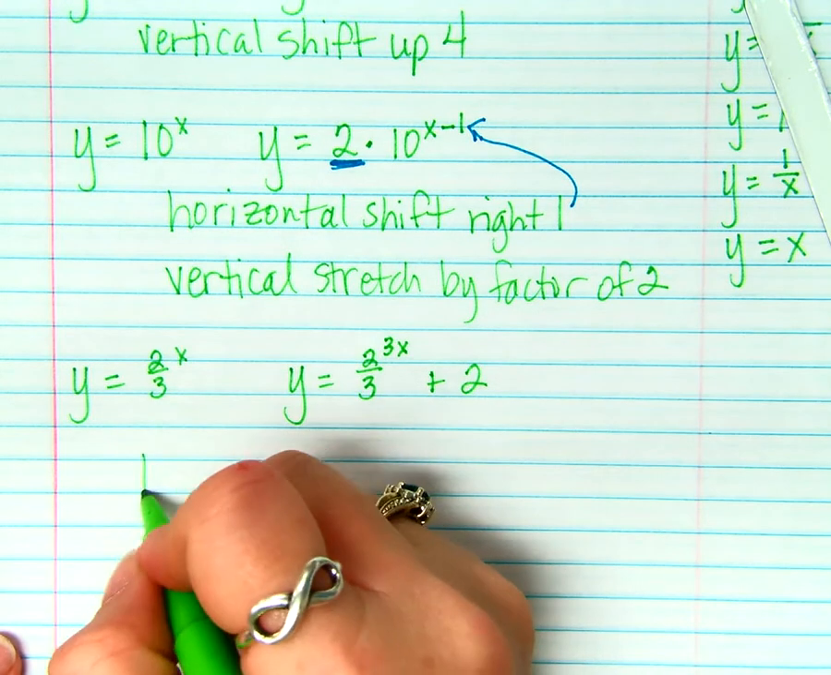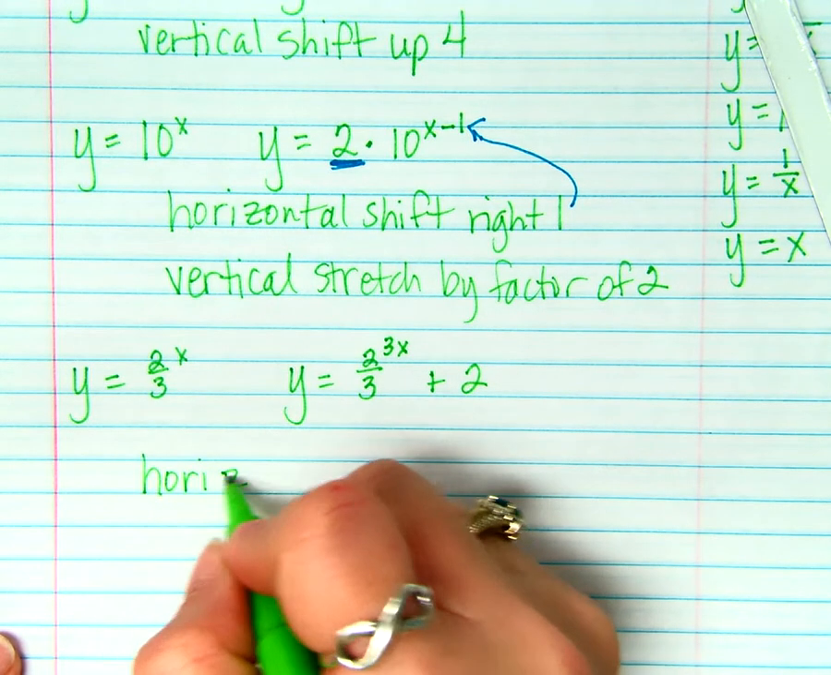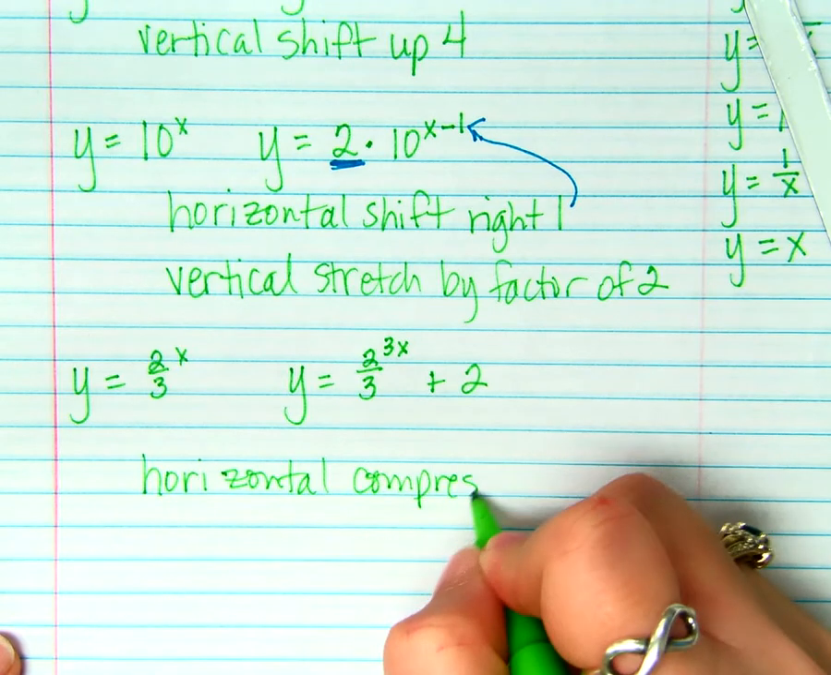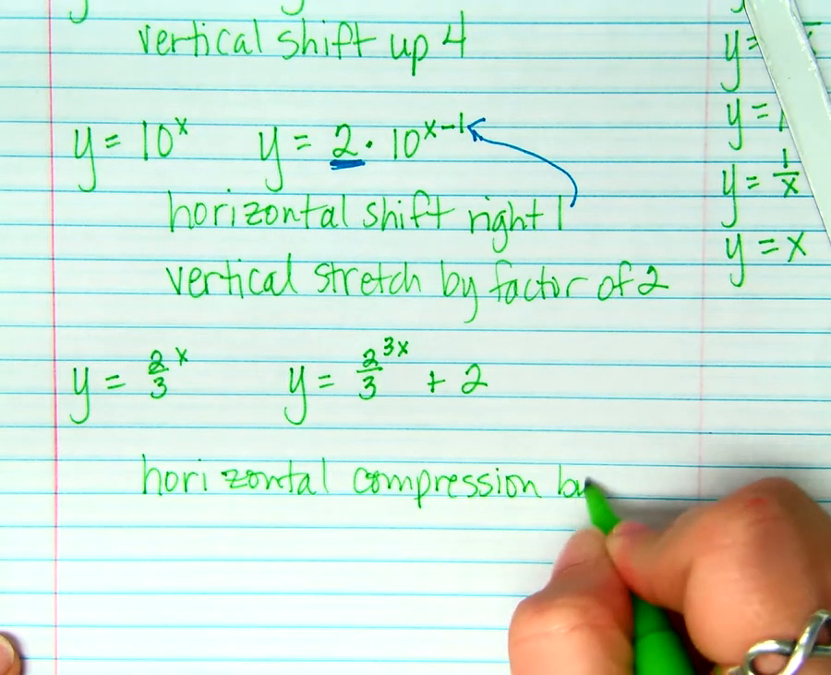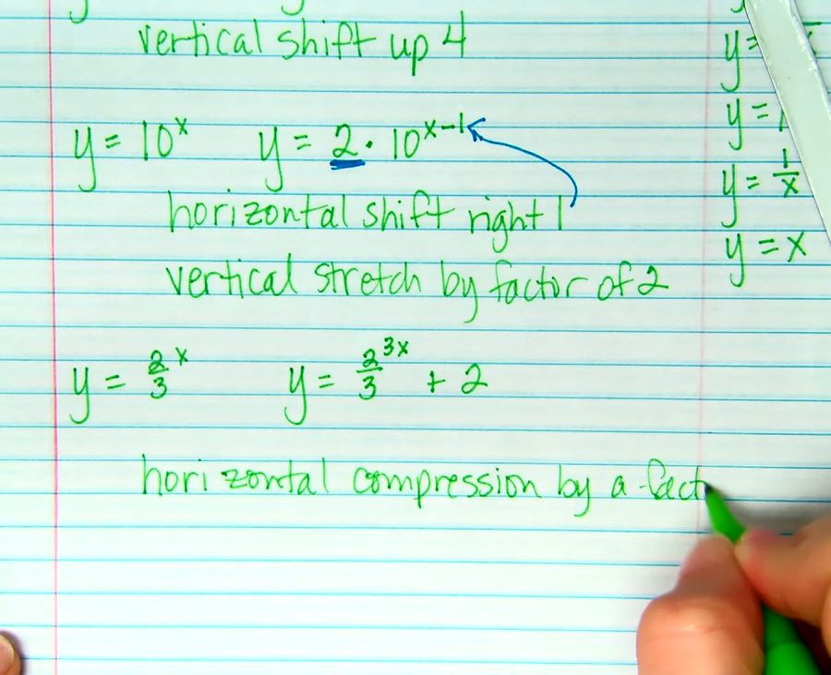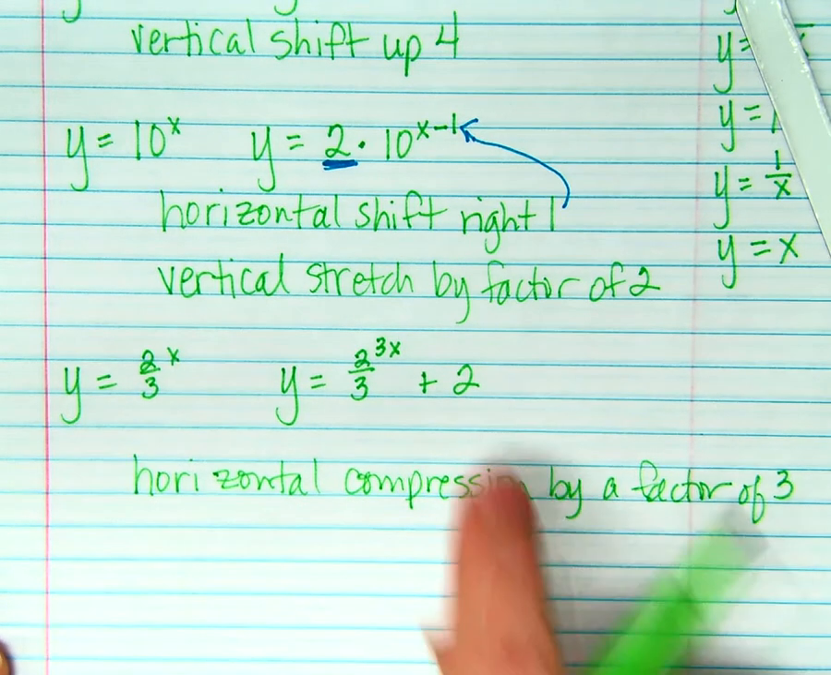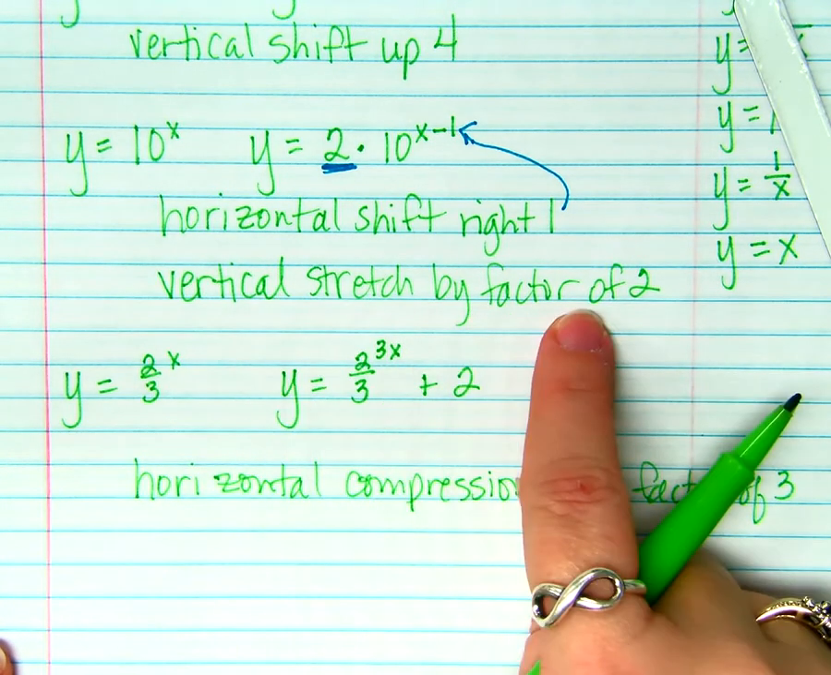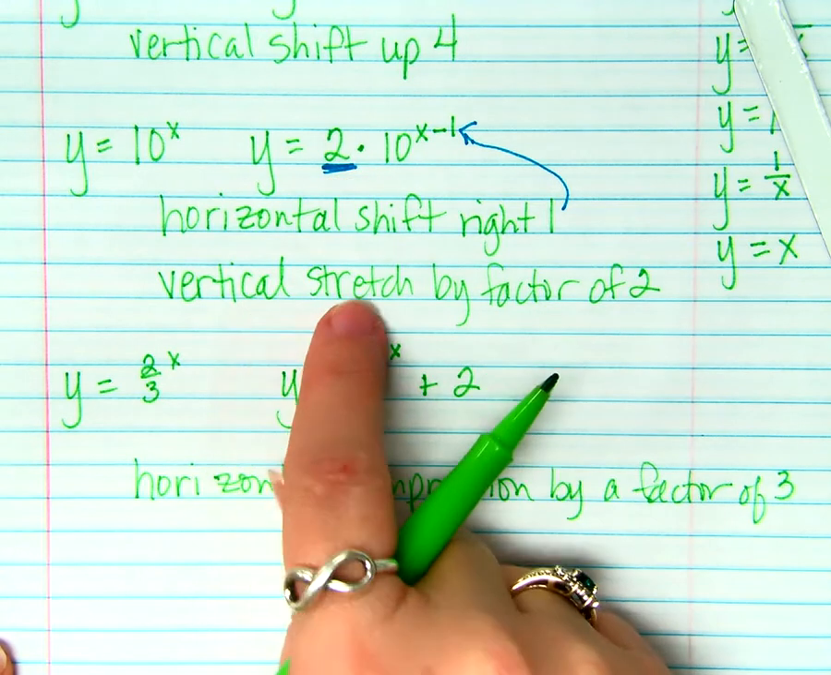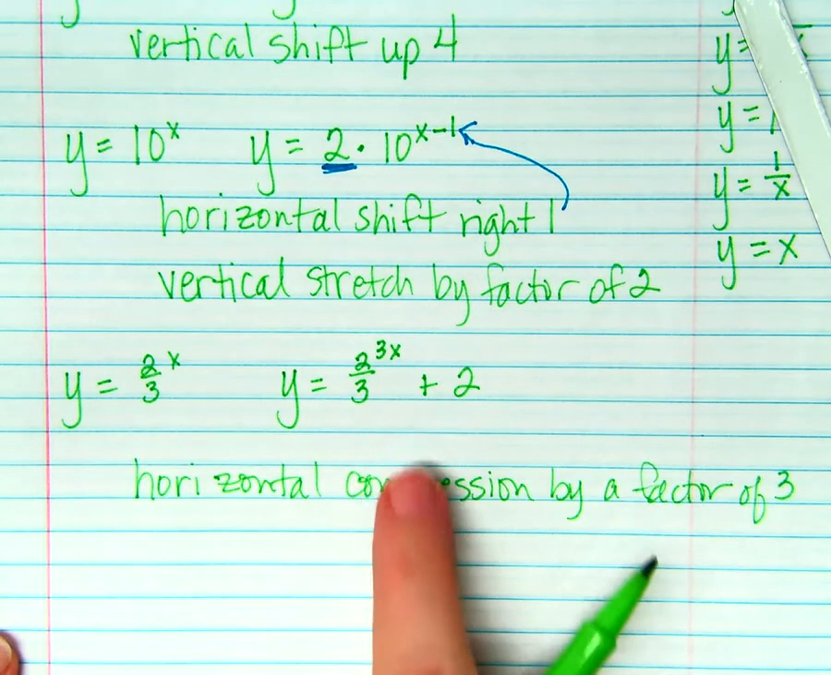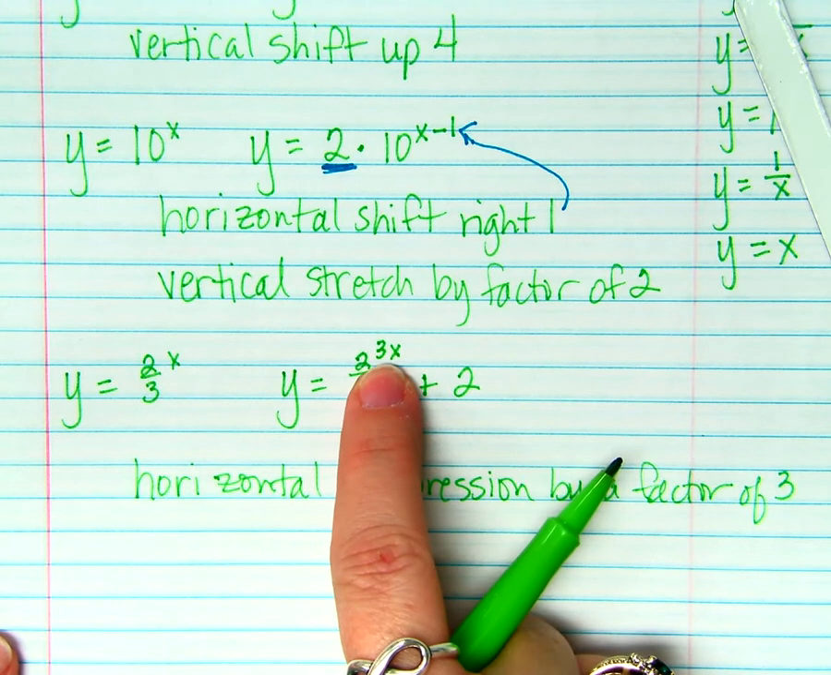Okay, so here's what he said. Horizontal compression by a factor of 3. I thought we just said if it was greater than 1, it's a stretch. It's an exponent, so it's backwards. Since it's inside, it's the opposite of what we would think.